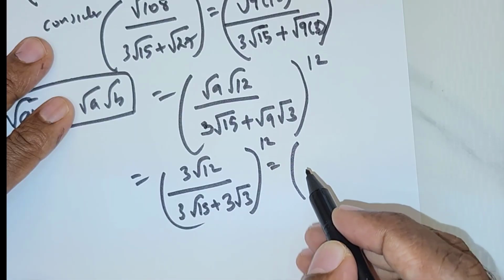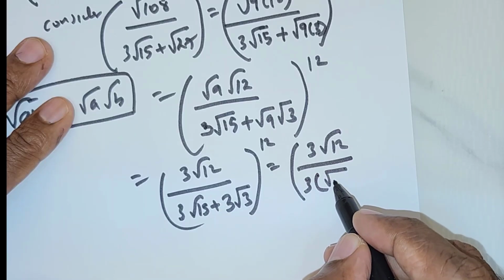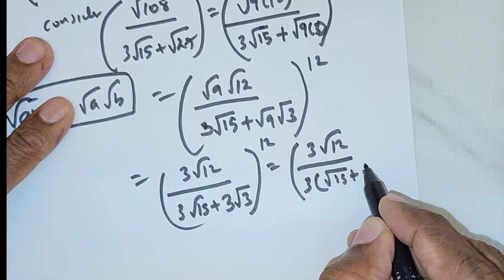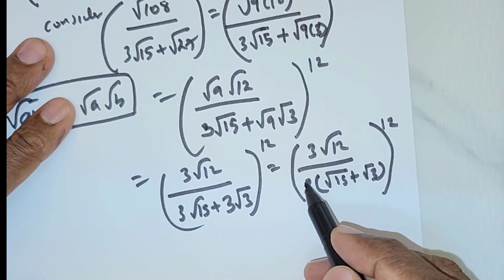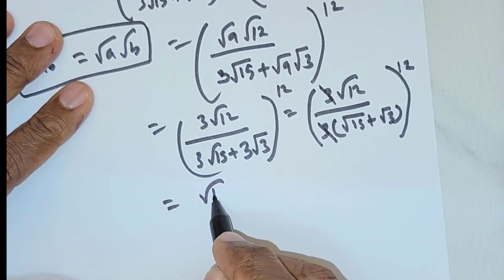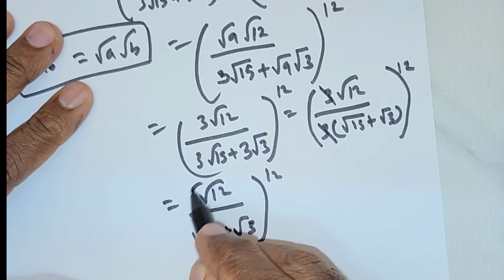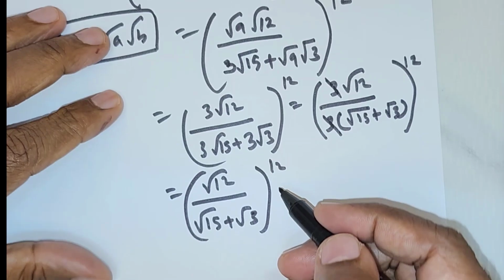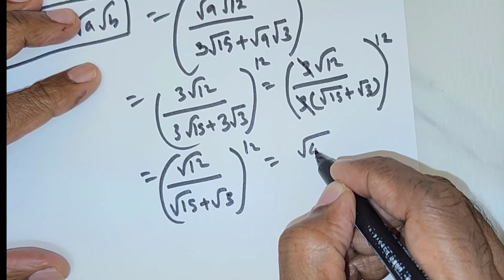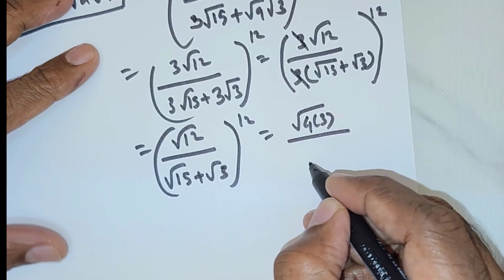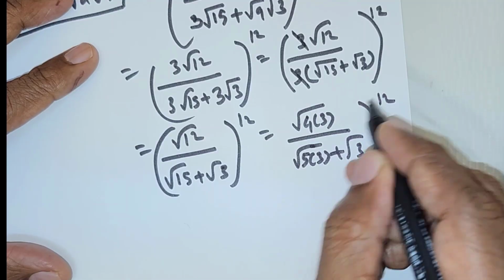Now this can be rewritten as 3 times the root of 12 divided by 3 is common. Just take 3 out. So you have root of 15 plus root of 3, all within the power 12. Now 3 and 3 can be cancelled. So you have root of 12 divided by root of 15 plus root of 3, raised to the power of 12. Now I would like to rewrite root of 12 as root of 4 times 3, divided by root of 15 as root of 5 times 3, followed by root of 3, raised to the power of 12.